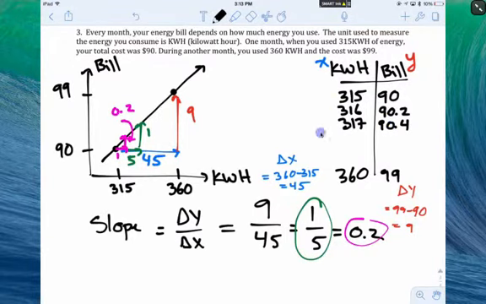Or, if it went all the way up by 5 kilowatt hours, so from 315 to say 320 kilowatt hours, the cost would go up by $1, so $91. And of course, if we count it one by one, 318, 319, 320, we have 90.6, 90.8, 91. So all these different ratios representing the slope show up in our table of values and our graph.